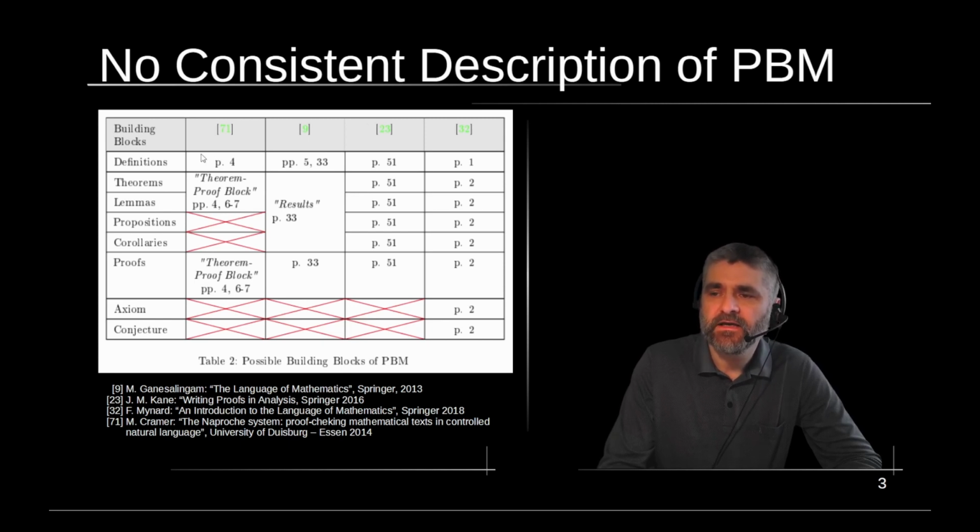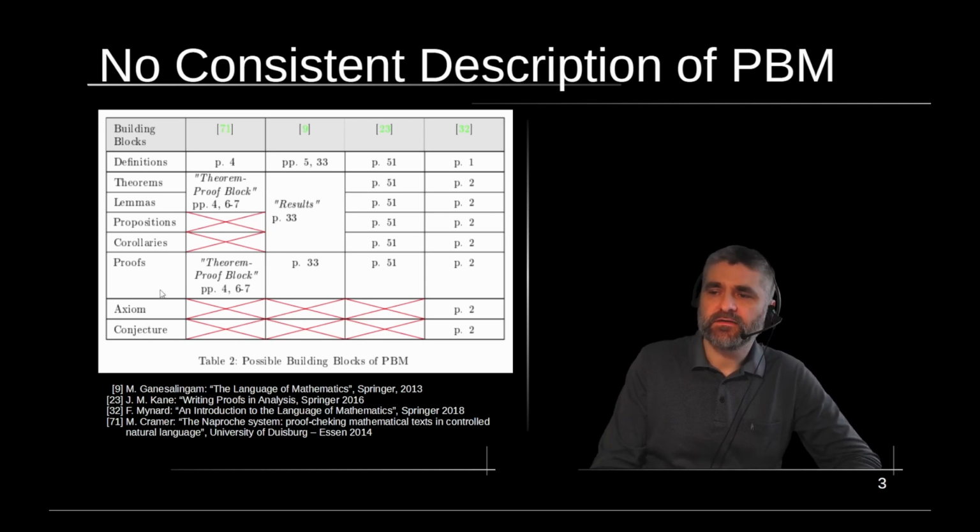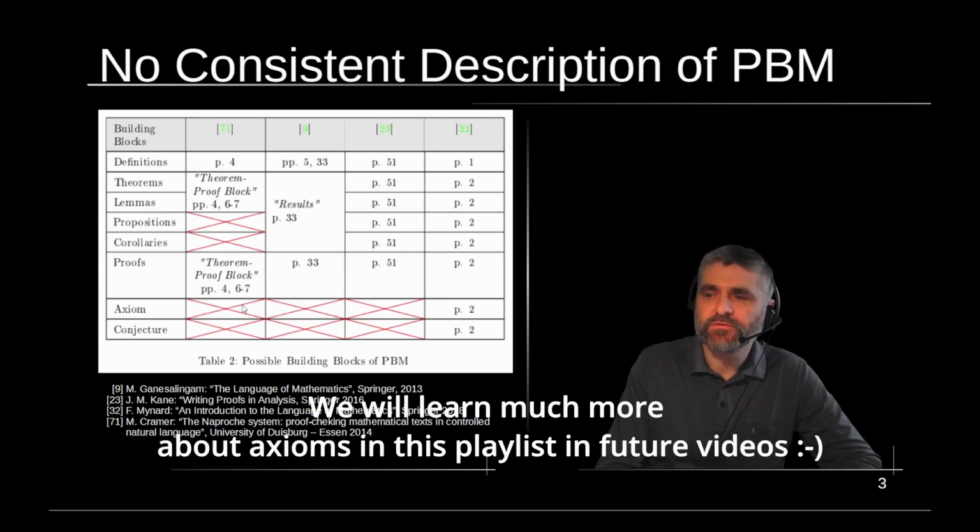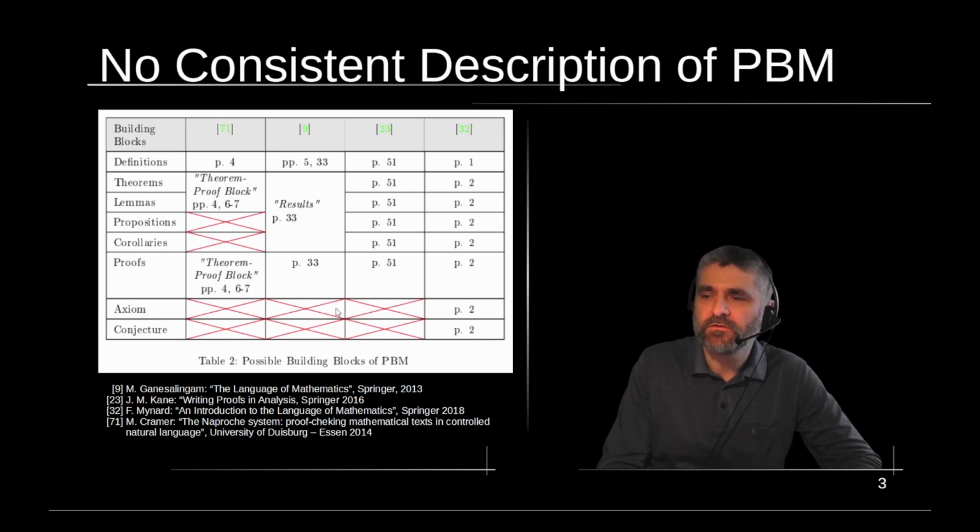The language of mathematics is structured into some building blocks, like definitions, different kinds of theorems. We have proofs, axioms, conjectures. But what struck me as I read these books was that not all of them recognized axioms as building blocks of mathematics. Even though axioms play a crucial role in the way we do mathematics today, 3 of 4 academic publications and books listing and explaining the building blocks of proof-based mathematics didn't count axioms as constituents of mathematical language.